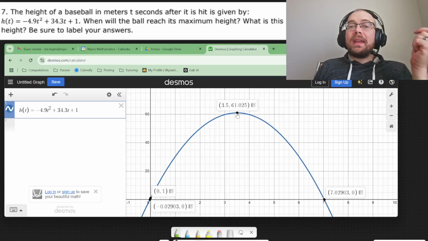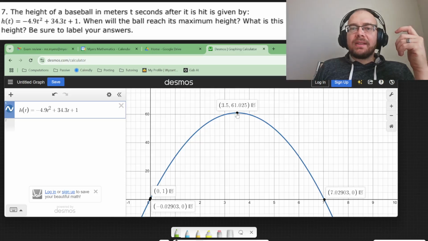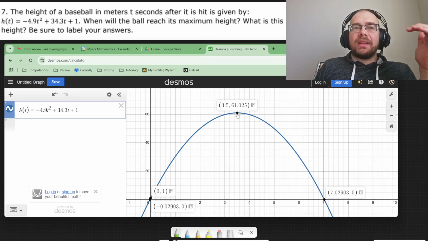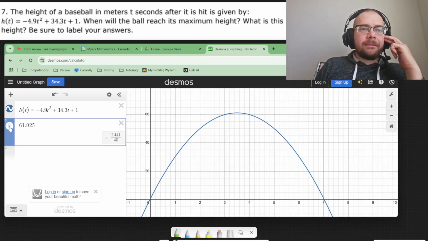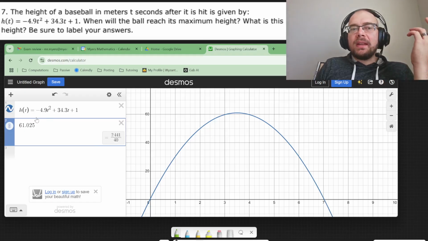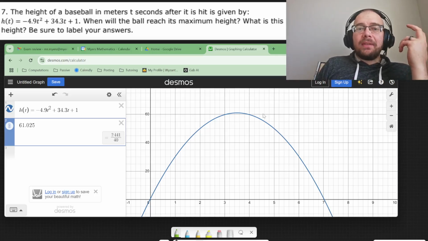Remember t is the x, so t is going to be 3.5, and y, or h of t, the height, is going to be 61.025. If you need that as a fraction, then you can just come over here and type in 61.025, and then hit this button right here, and it'll change it to a fraction if they asked for it. And that's pretty much it. So we already have the answer, right?